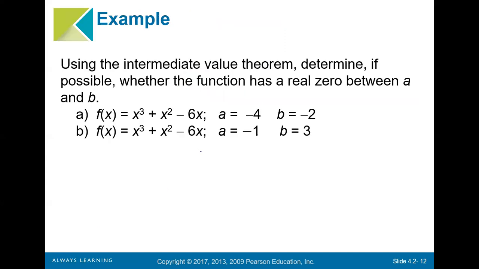So here we go. Using the intermediate value theorem, we're going to determine if it's possible that these functions have real zeros. So let's look at this one here. We are given values of -4 and -2, so let's do that. We have f of a, and a in this case is -4, so let's plug it in.